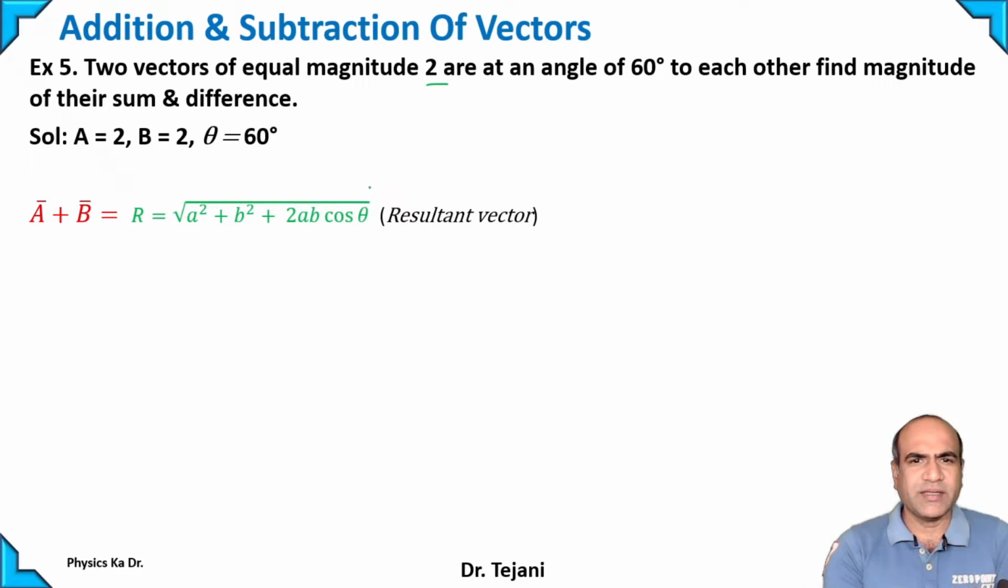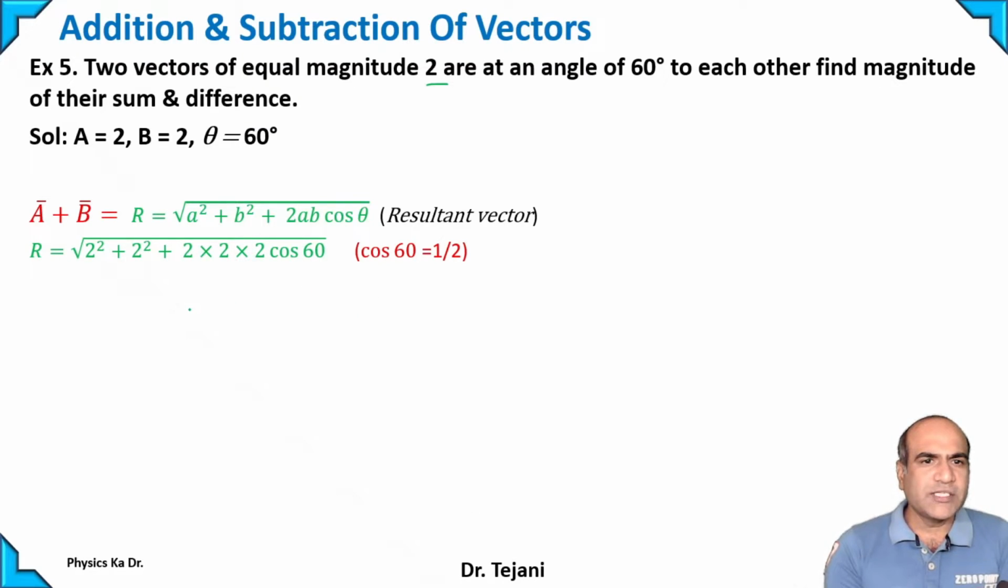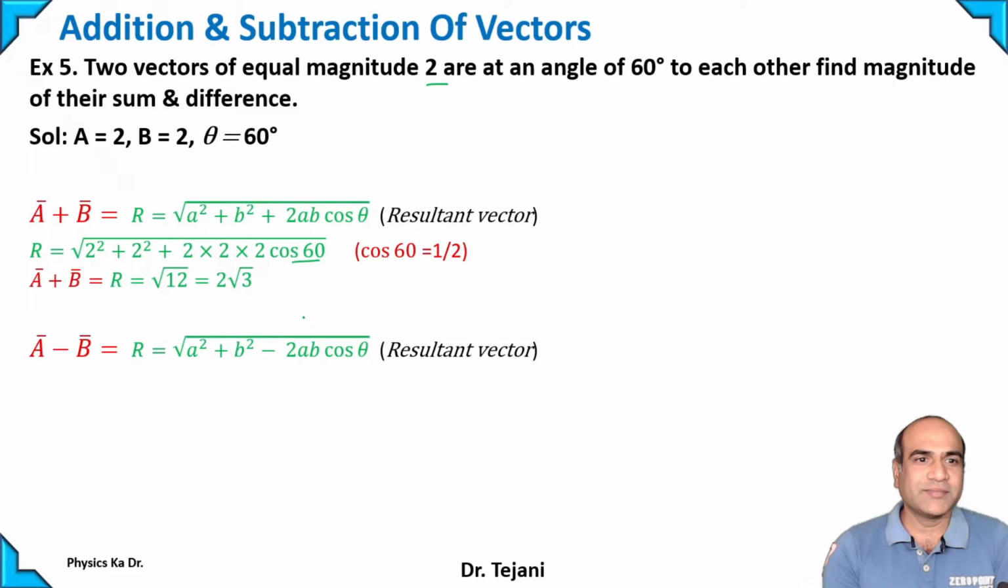So we know that equation. A bar plus B bar is equal to under root, right, A square plus B square plus 2AB cos theta. This is the resultant vector. Let us put A equal to 2, B equal to 2 and theta equal to 60. So cos 60 is 1 half. So the answer for A plus B is 2 root 3. And similarly for A minus B, the only change is the sign. This becomes minus: A square plus B square minus 2AB cos theta. The resultant becomes 2.